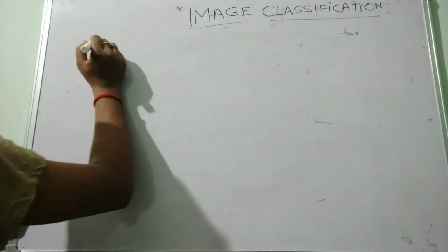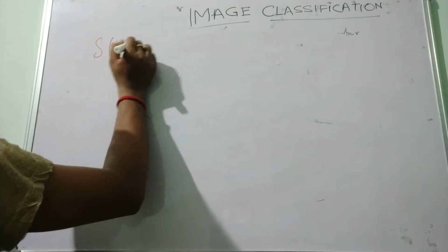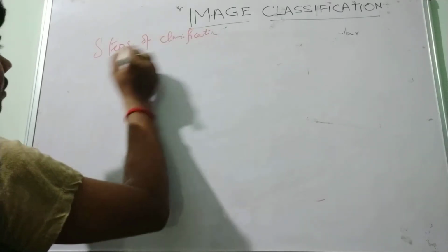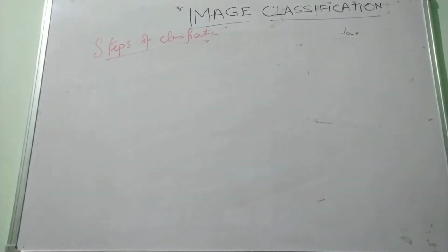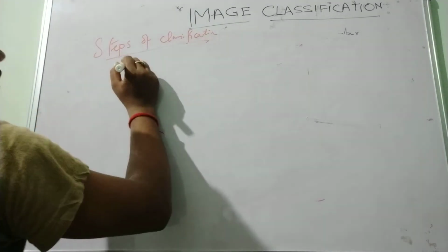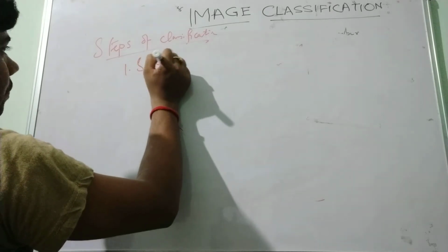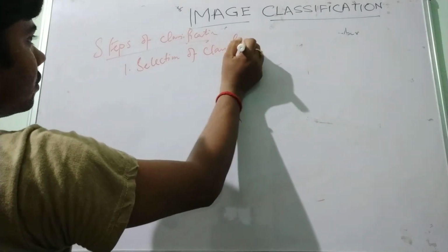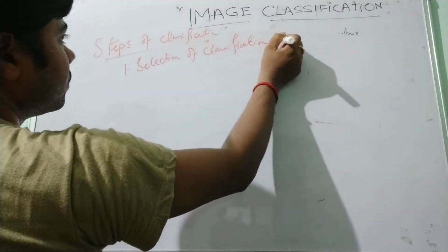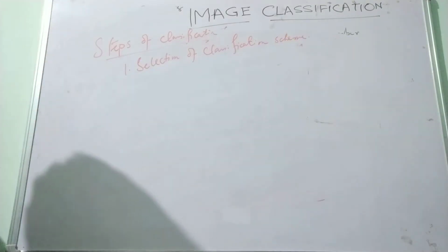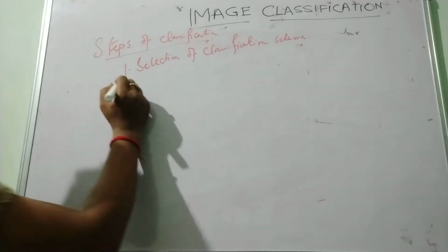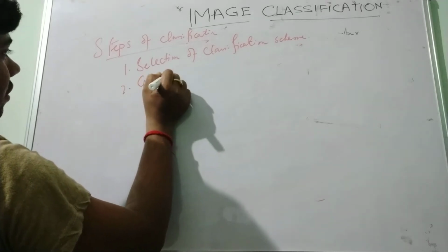Now we will study some following steps of classification. What are the steps that will be used in the general classification process? First is the selection of the classification scheme. The classification scheme can be the level 1 classification or level 2 classification or level 3 classification and so on. Next, ground truth information collection.